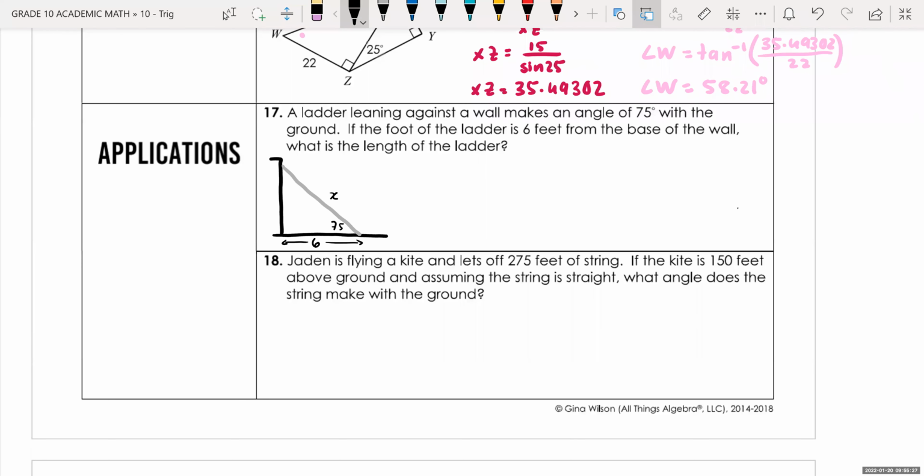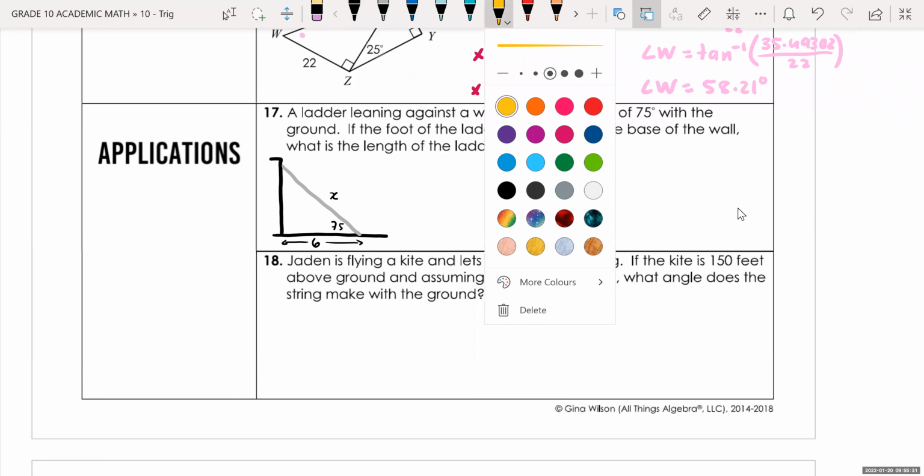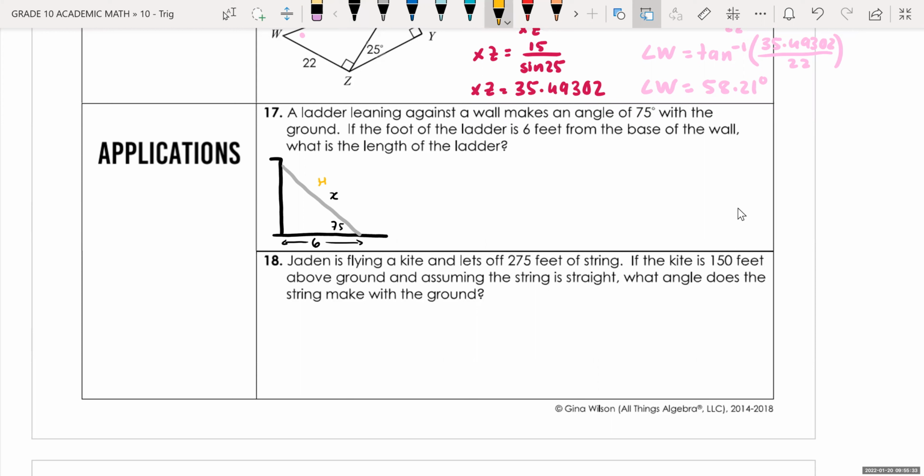All right, so let's label this diagram according to what they have given us. We have the hypotenuse, which is right here, and then this is the adjacent side length. So are we going to be using sine, cos, or tan for this question? We're going to be using cosine. By the way, it is a word problem, so we should be defining our variables. So our let statement is going to be let x represent the length of the ladder.